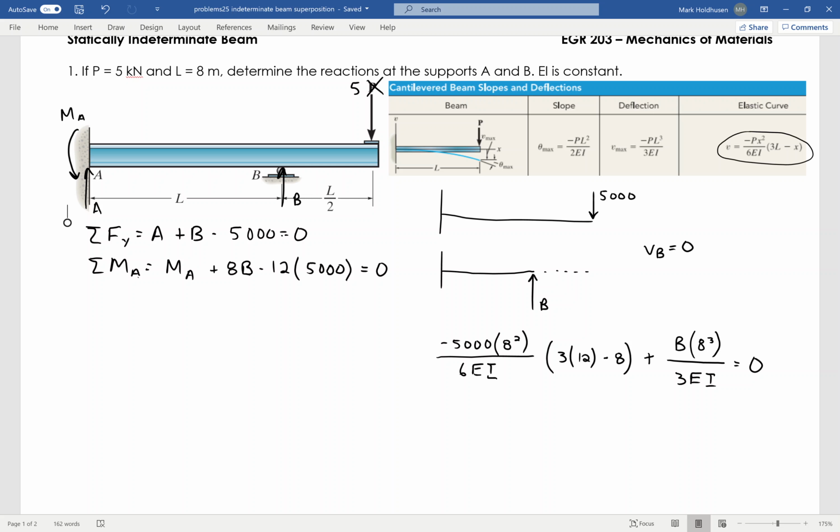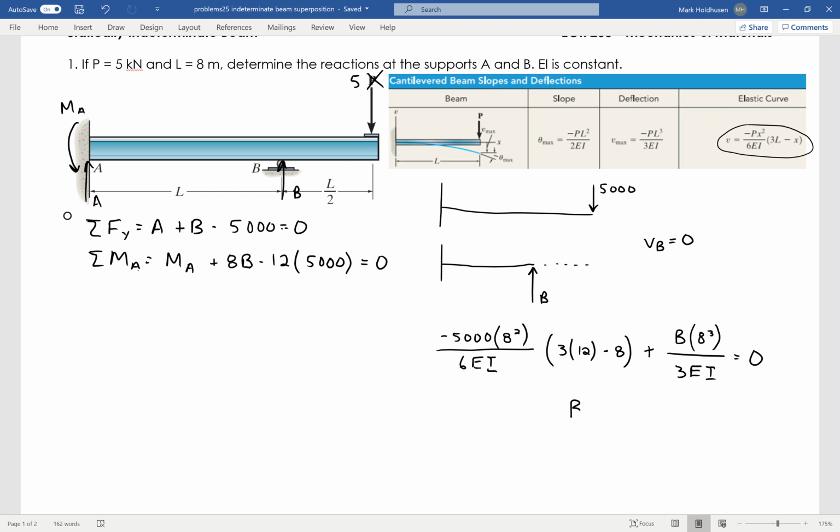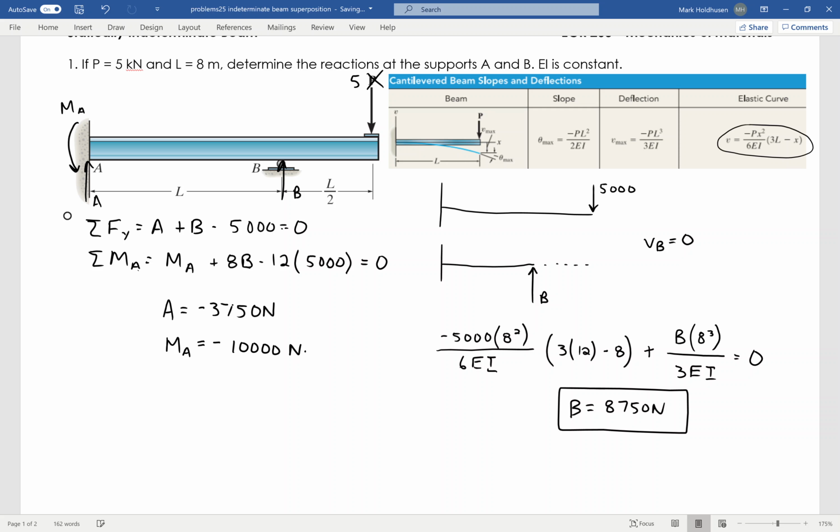From that, I can solve for B, and I find B equals 8,750 newtons. Now that I have B, I can easily find A, which is going to be negative, so that means I have it drawn in the wrong direction, no big deal. And then I have the moment, which apparently I also have drawn in the wrong direction, because I get negative 10,000 newton meters.